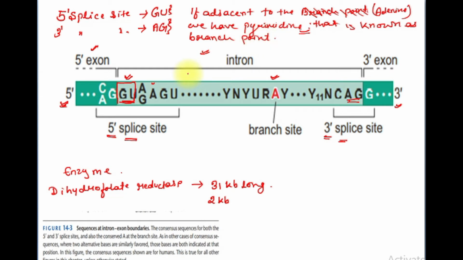So we are clear with these three terms. We have another term here: the 5' splice site is the donor site and the 3' splice site is the acceptor site. Okay.